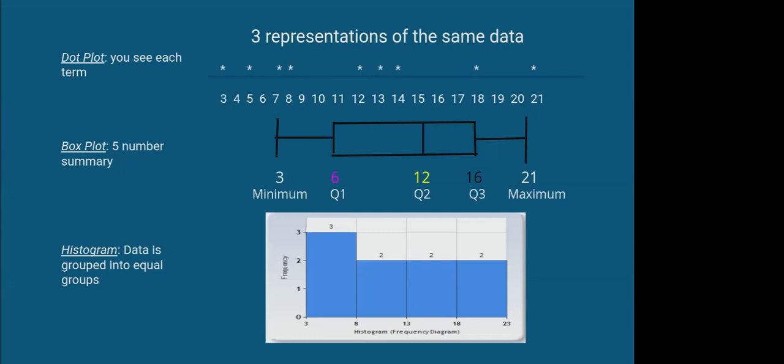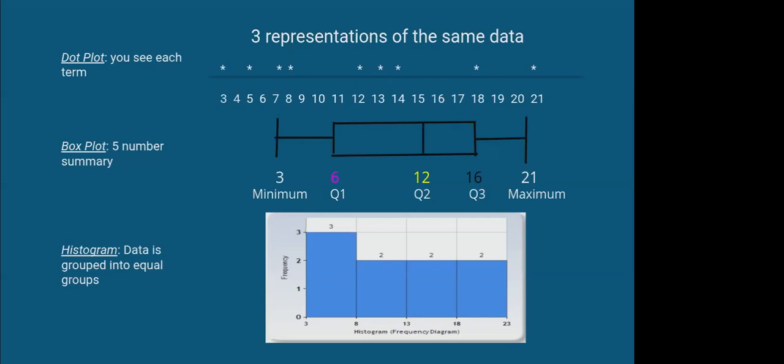But again, a dot plot is for small amounts of data, because if not, you would have a line that goes on forever. Okay? So the strength of a dot plot is you can use it with small sets of data, and you can see every term of the data set.